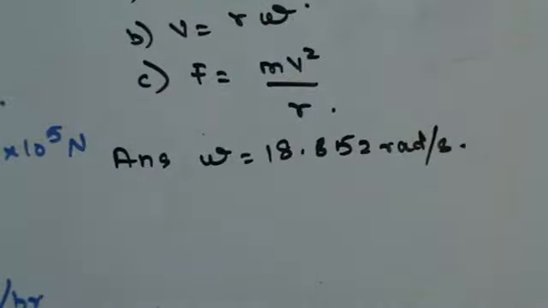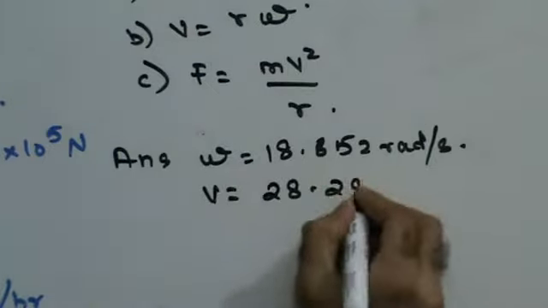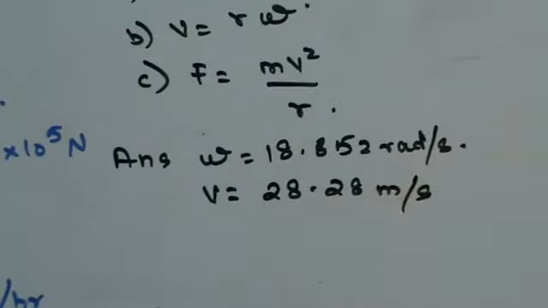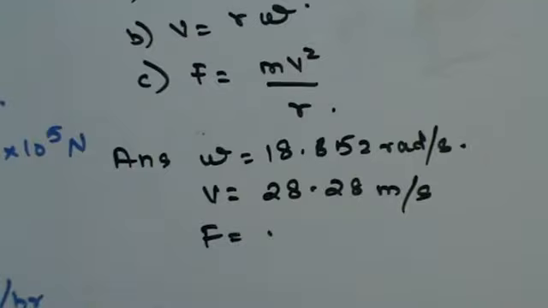Then you have linear velocity v. Linear velocity v is 28.28 meters per second, and force F is 426.5 newtons.